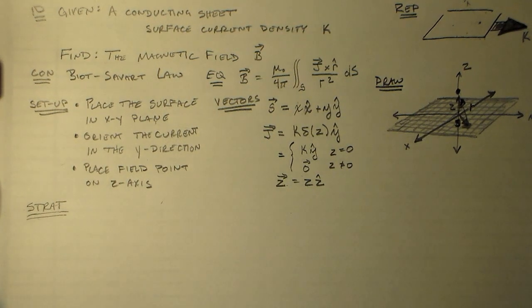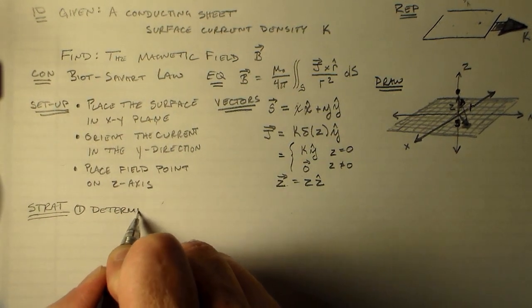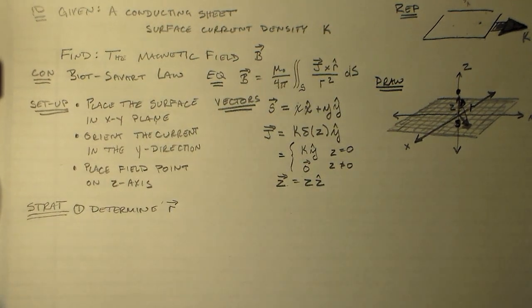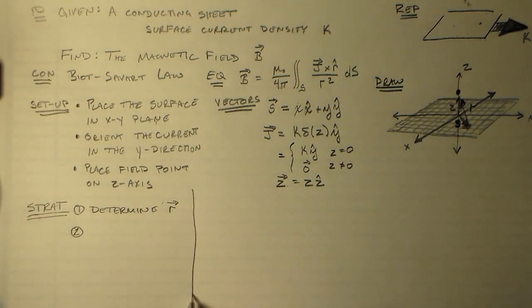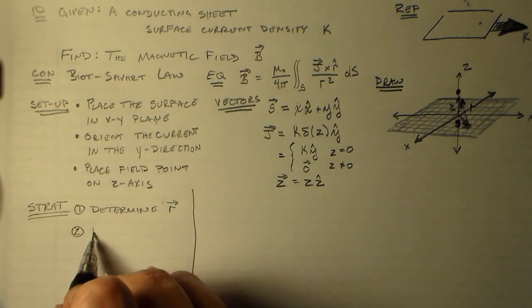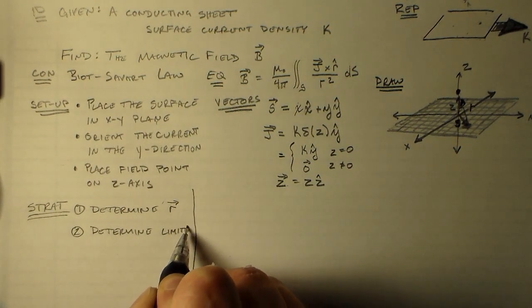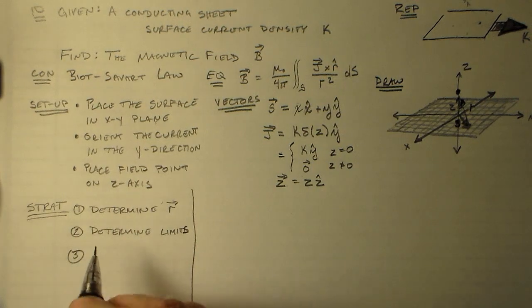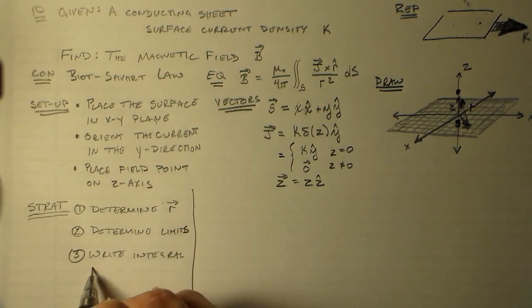So our strategy for solving this is, well, first we have to find R. So we'll have to determine this vector R, right? And ancillary quantities. There's some other quantities associated with the distance R that we'll have to worry about. Two, we'll need to determine the limits of it, right? The limits of integration. That's very, very important. Three, we'll write the integral and simplify it.